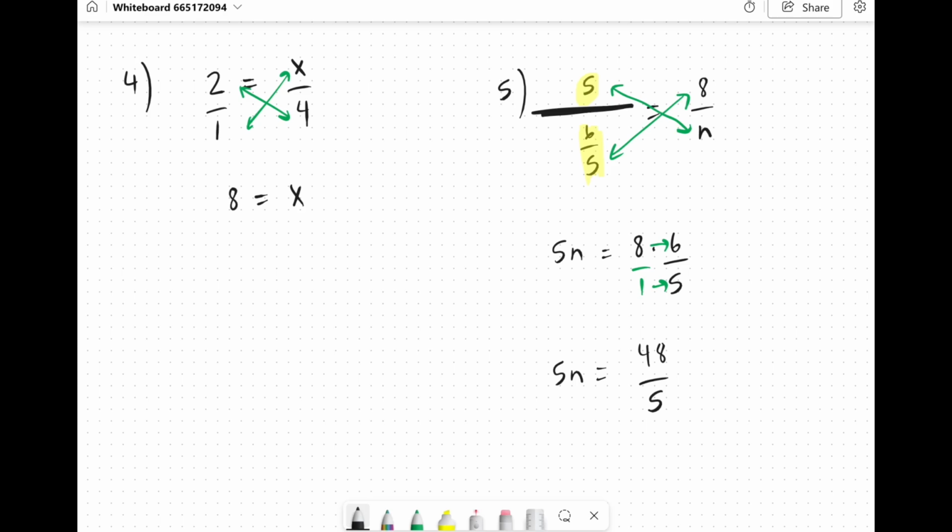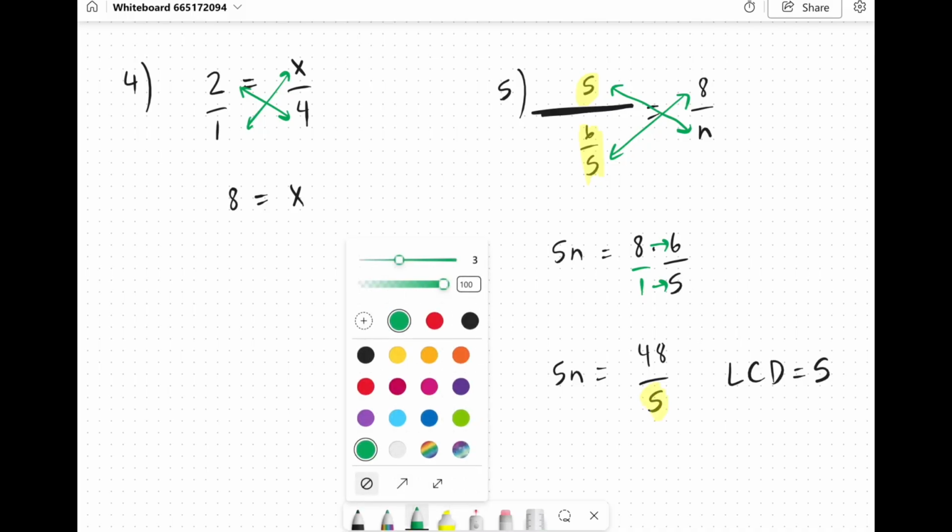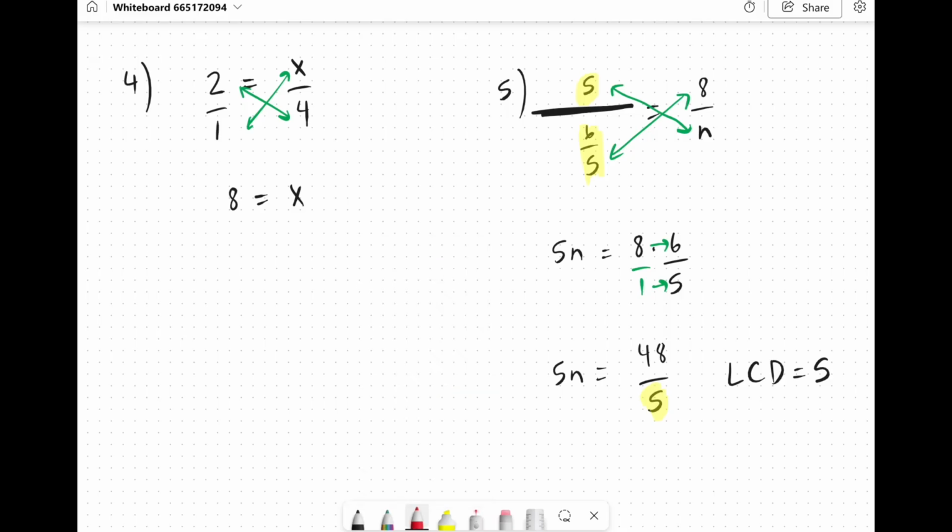But I'm going to go ahead and first remove the fraction by finding the LCD. Now, the LCD here is 5. That's the only denominator. So I will be multiplying the left and the right by 5. On the left, you now have 25n. And on the right, you can just cancel these 5s, leaving you with 48.